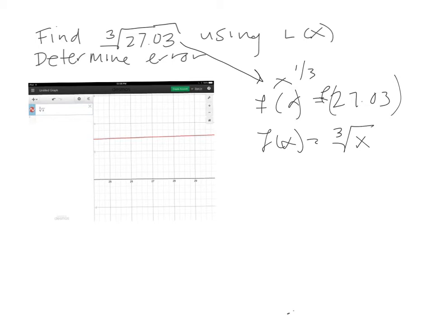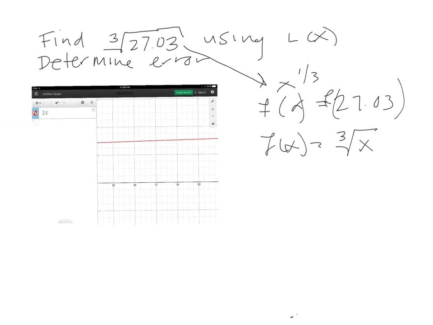Okay? So the first jump we have to make here is reframing these in our brain to realize, okay, this is just f. This is just x is 27.03 when f of x is the cube root of x. So we are making that jump. That means we can use this function to create a linearization, and then use that linearization to find f of 27.03.